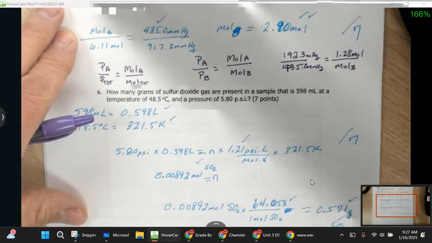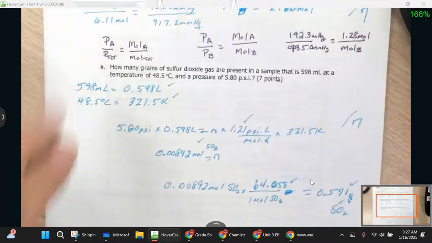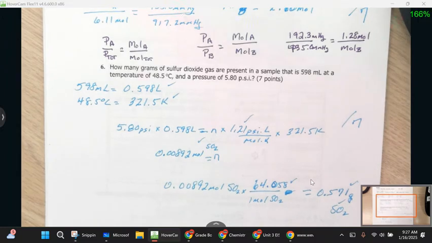Number 6, ladies and gentlemen. How many grams of sulfur dioxide gas are present in a sample with 598 milliliters at a temperature of 48.5 degrees Celsius and a pressure of 580 psi? This one and question number 3 are kind of the opposites of each other. In number 3, I gave you the grams and asked you to find the temperature. Here I'm giving you the temperature and asking you to find the grams. Put it into PV equals nRT, but the milliliters we've got to convert to liters. The temperature we've got to convert to Kelvin.